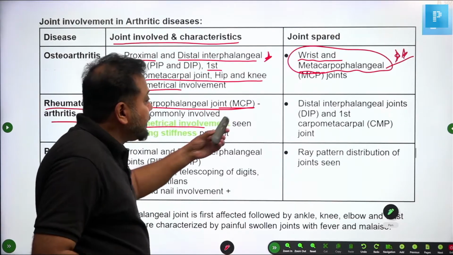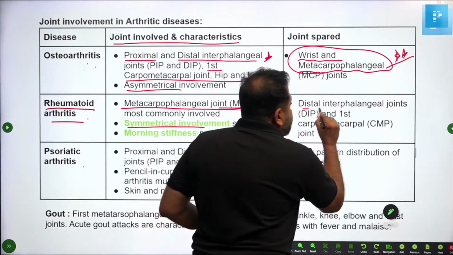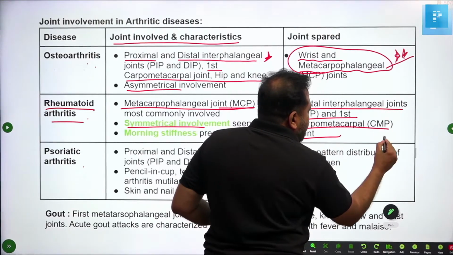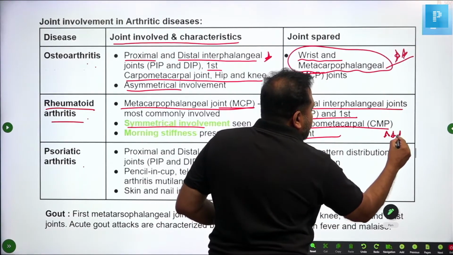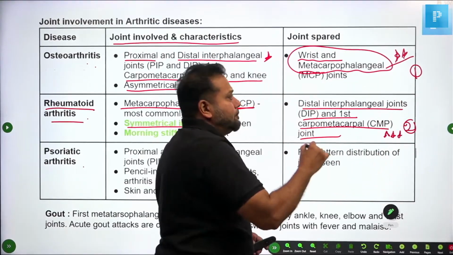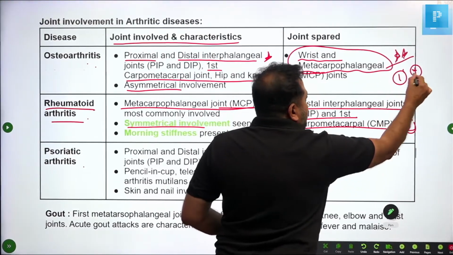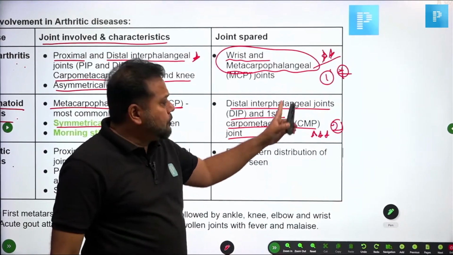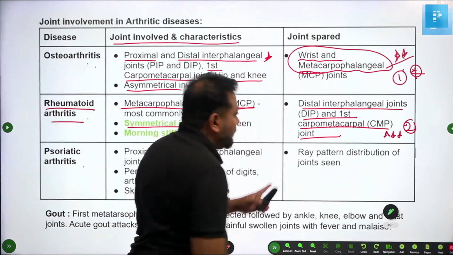The joints that are spared in rheumatoid arthritis are the distal interphalangeal joint and the first carpometacarpal joint. Please memorize these 2 things. Please memorize this PDF. You will get the PDF. Please memorize the joints that are spared in OA and the joints that are spared in RA, rheumatoid arthritis.